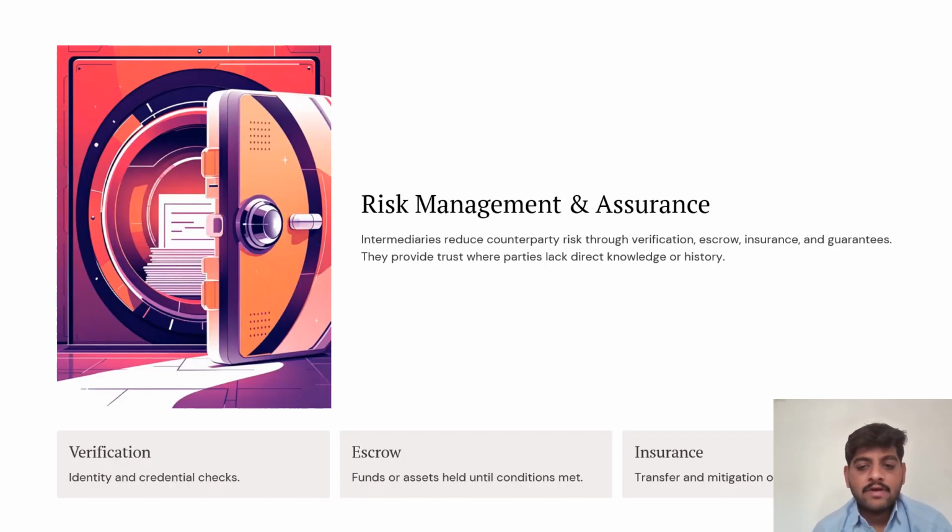In the third slide, we are going to see risk management and assurance. Here, the intermediary reduces the risk involved in the transaction. They verify identities, provide escrow services, and often insurance support. This builds trust between parties who may not know each other directly.